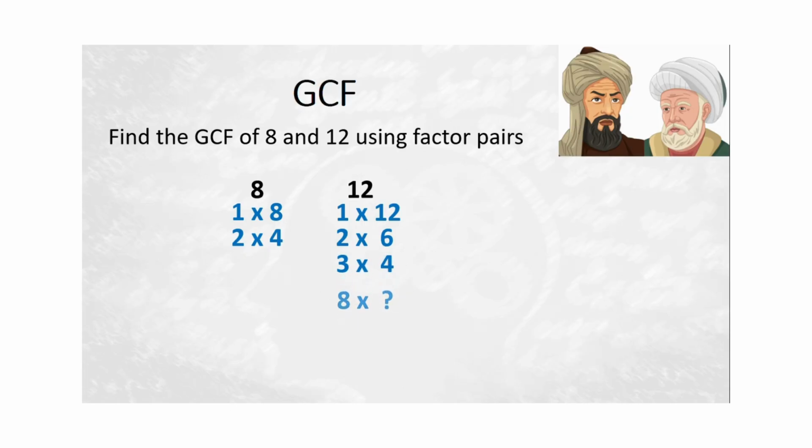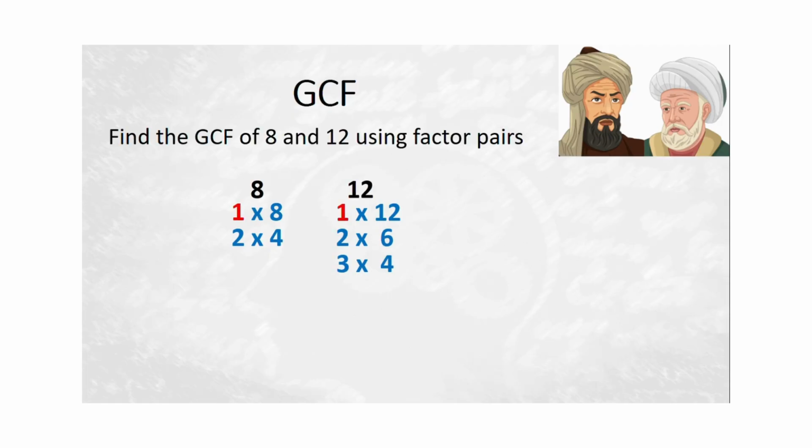8 doesn't work. 9 doesn't work. 10 does not work. And 11, 12 times 1 works, but that's the same as 1 times 12. So here are all the factor pairs. And now we want to look at which ones are common. Which are the factors of 8 that are also factors of 12?